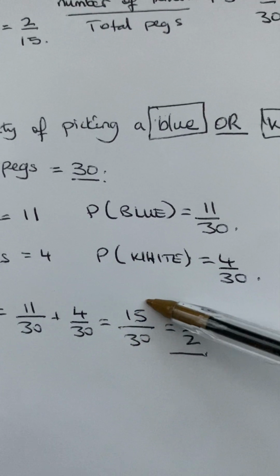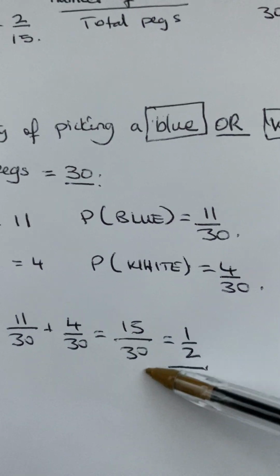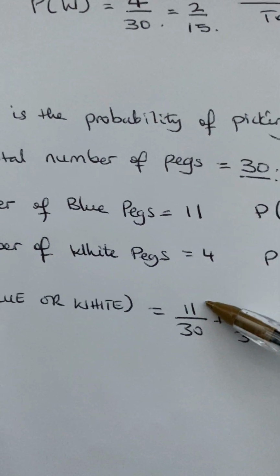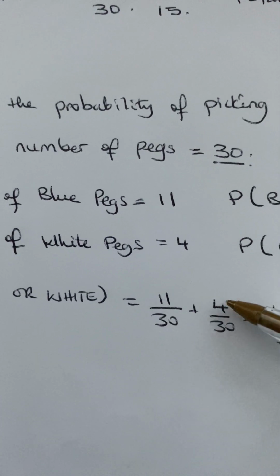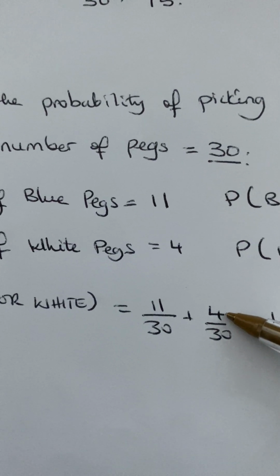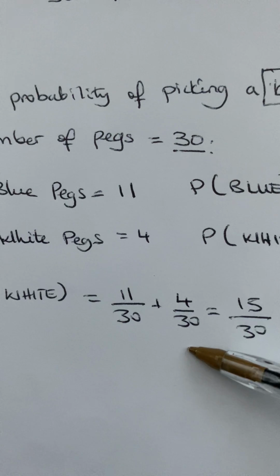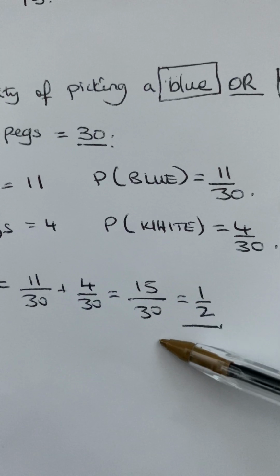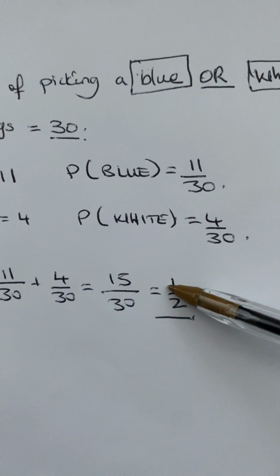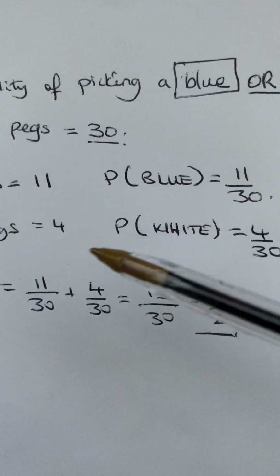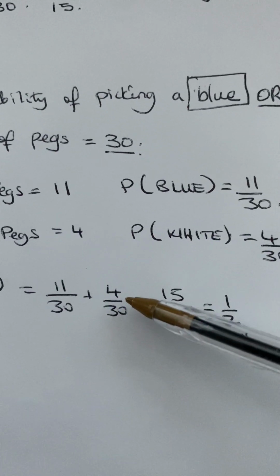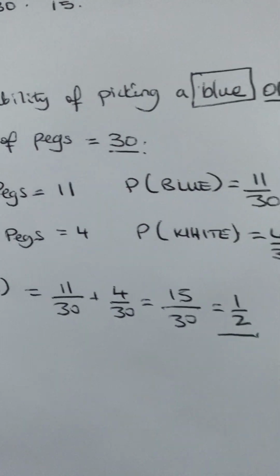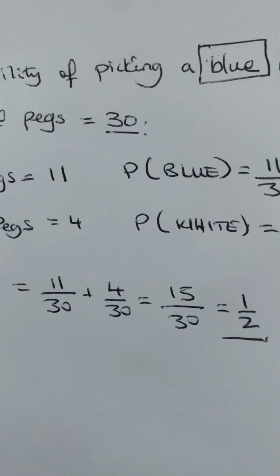So straight away your answer will be 15 out of 30, or the probability of a blue is 11 out of 30, add the probability of a white, which is 4 out of 30. So now we have a half, because 15 out of 30 is basically half. So we have 30 pegs, 11 is blue, 4 is white, and that's basically half of the pegs. So that's why the answer is half.